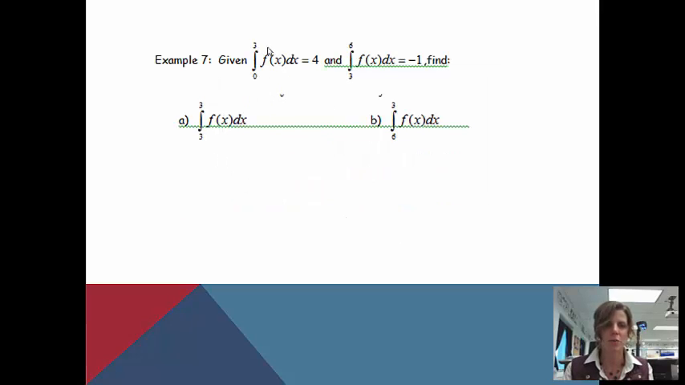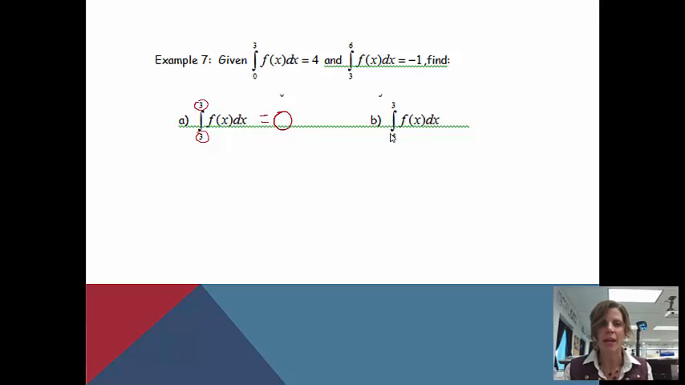Right, the first one tells us that the integral from 0 to 3 of a certain function f is equal to 4, and the integral from 3 to 6 is equal to -1. And then in part A, it asks us to find the integral from 3 to 3. Well, since we're going from the same x value to the same x value without even caring what the function is, it automatically will equal 0.